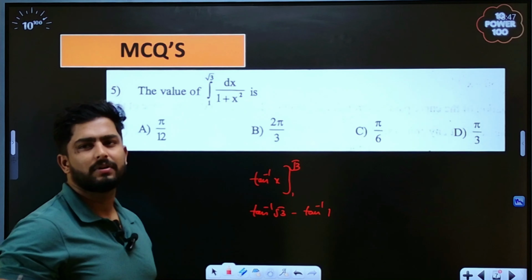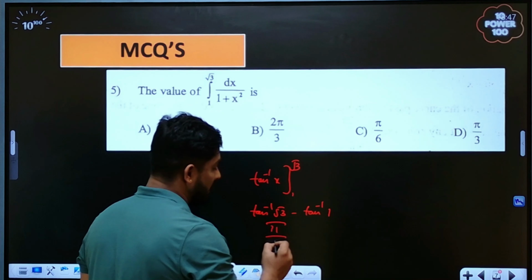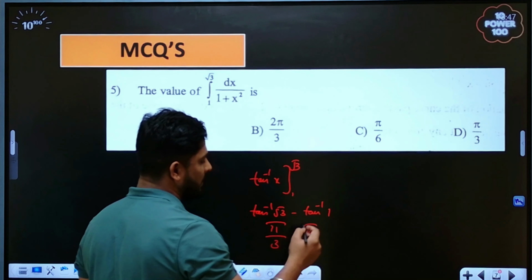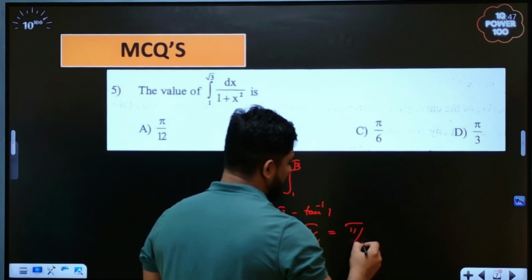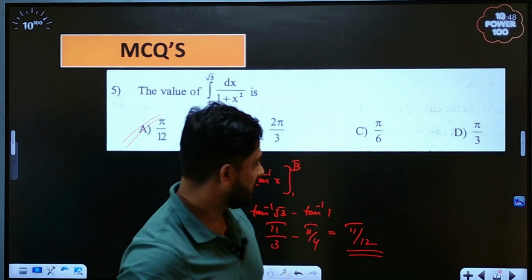So what is tan inverse of root 3? Tan inverse of root 3 is 60 degrees, that is nothing but pi by 3, minus pi by 4, since tan inverse of 1 is pi by 4. If you solve this, you get pi by 12. So option A, pi by 12, is the right answer.